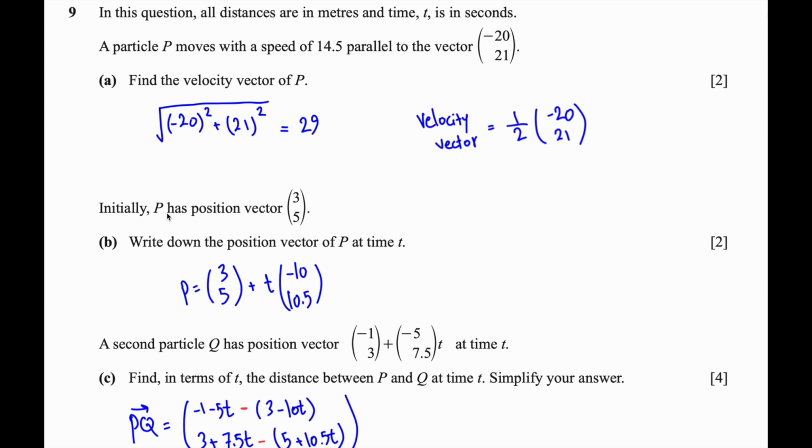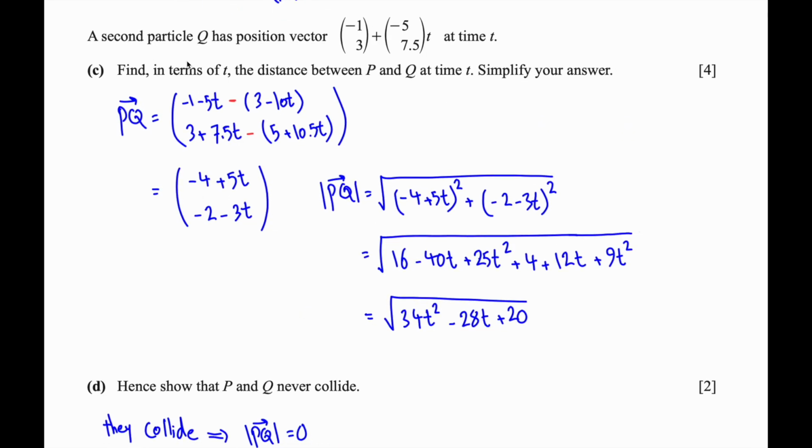So we're told that initially P has position vector 3, 5. Write down the position vector of P at time t. Since this is a position vector, that means I'm starting here at 3, 5, and then I'm moving using this velocity vector, which is basically -10 and 10.5. And that would be the direction that I'm traveling every second. So I'm just going to write 3, 5 plus t times -10 and 10.5.